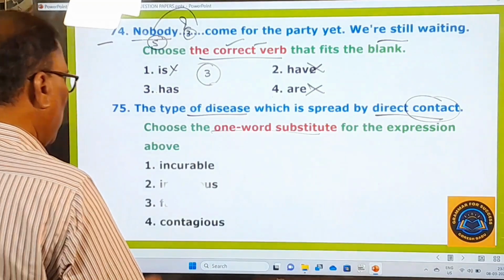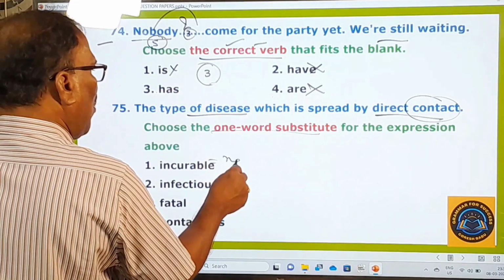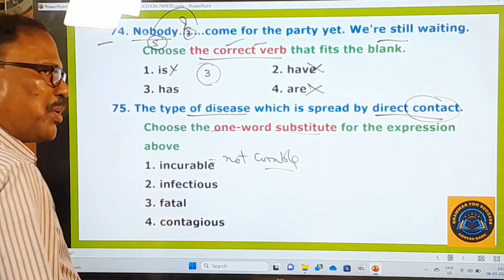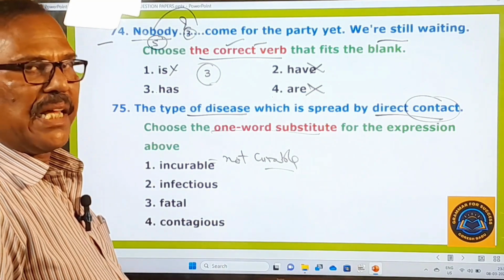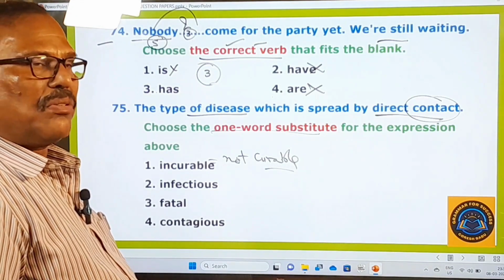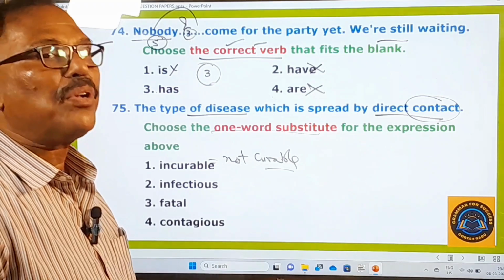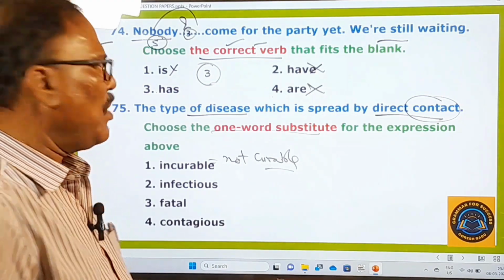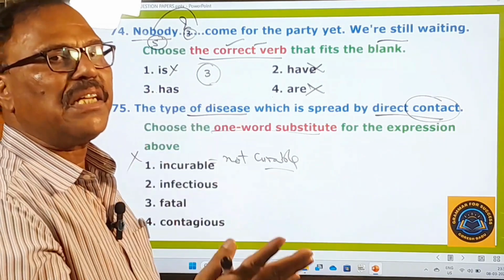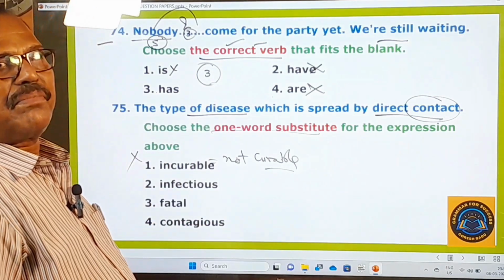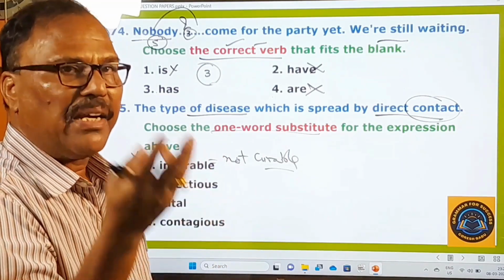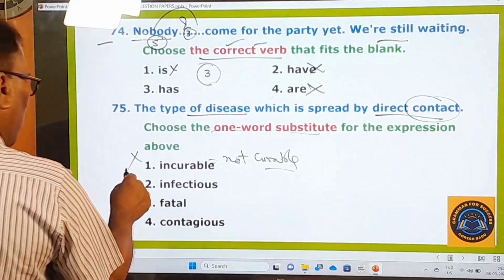So here the options: incurable. Incurable means not curable, that cannot be cured. Cancer is incurable. Certain diseases are incurable, that means not curable. So this is not the right one. Infectious means resulting from infection, that will be transmitted to other persons through bacteria and all that. So that is not right either.